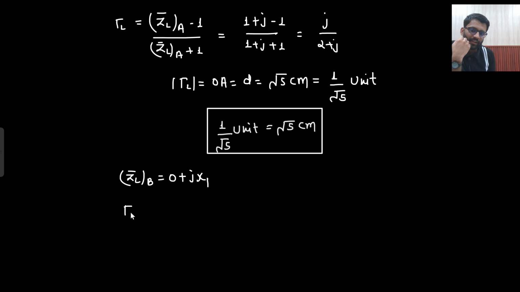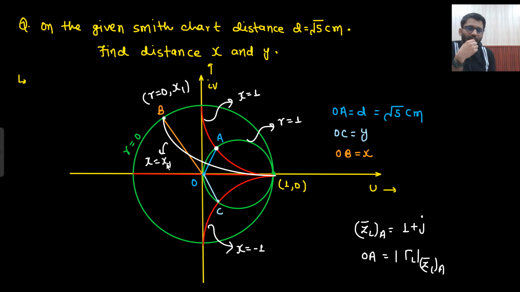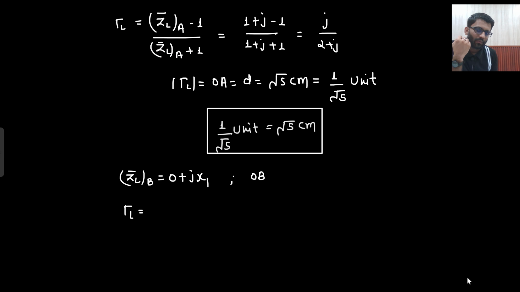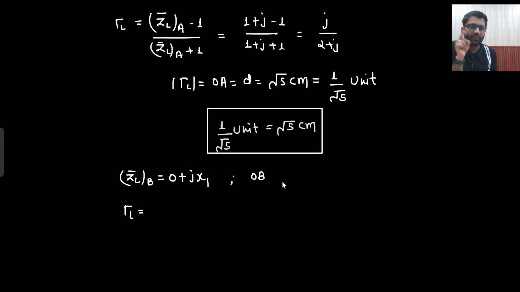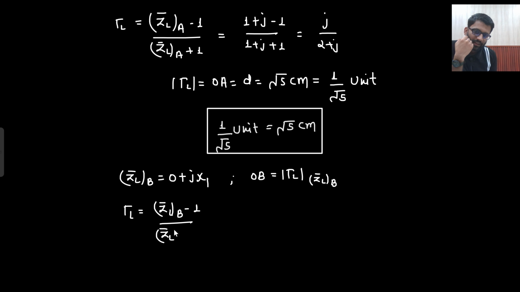Okay. So if I find the load gamma L, what will be the OB distance? OB distance will be mode of gamma L. Wherever both of the curves cut, we take this point and join it to the origin, and whatever the length is, that is represented by mode of gamma L. So now your OB is mode of gamma L, but with respect to ZL dash B. So what is your mode of gamma L now? ZL dash B minus 1 upon ZL dash B plus 1.